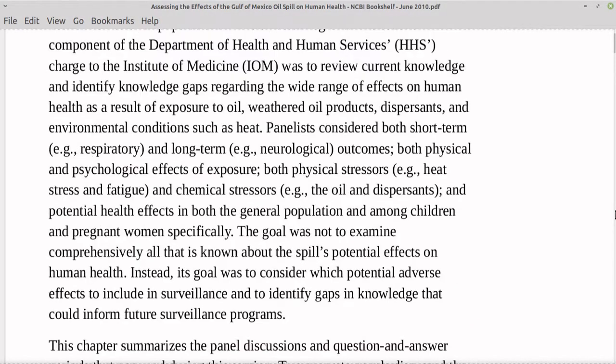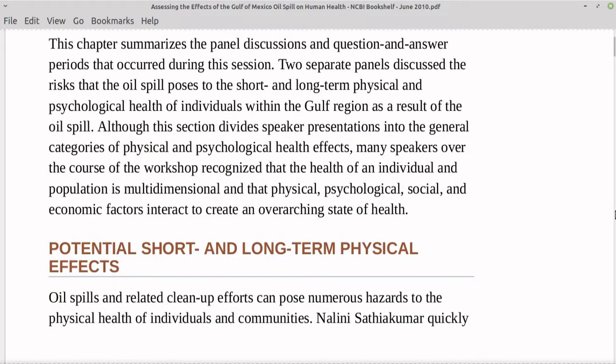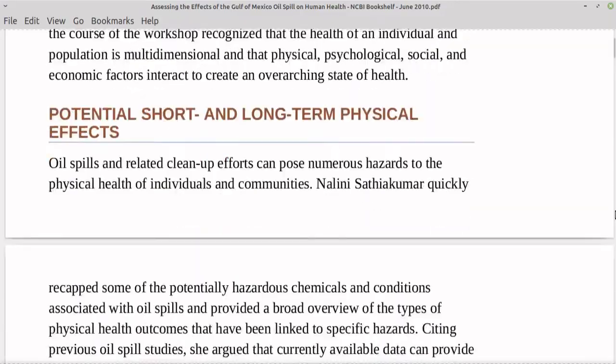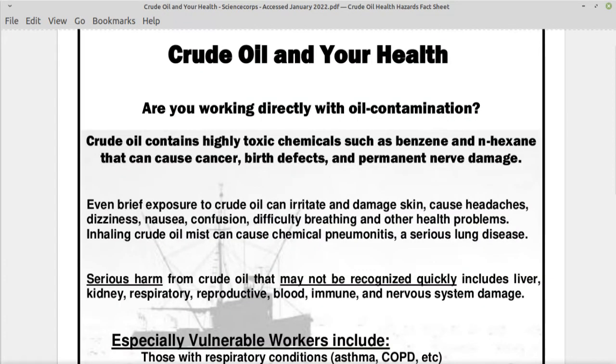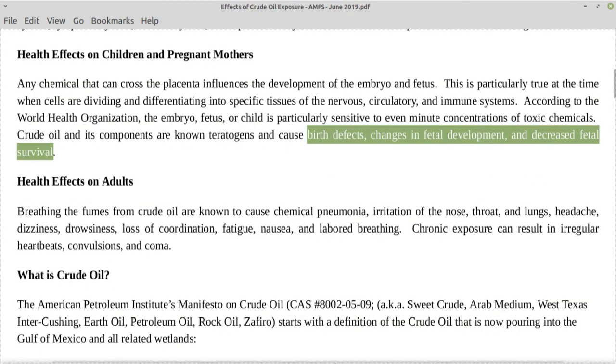Short-term exposure to crude oil contamination includes irritation of the lungs, throat, and nose, dizziness, headache, drowsiness, nausea, fatigue, and severe lung disease. Long-term effects from crude oil exposure include reproductive and nervous system damage, leukemia and other types of cancers, spontaneous abortion, birth defects, and infant mortality.